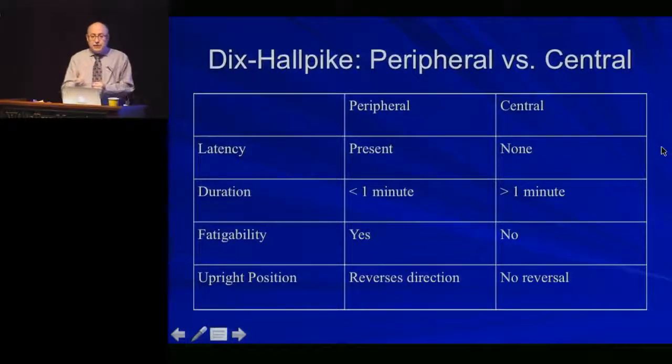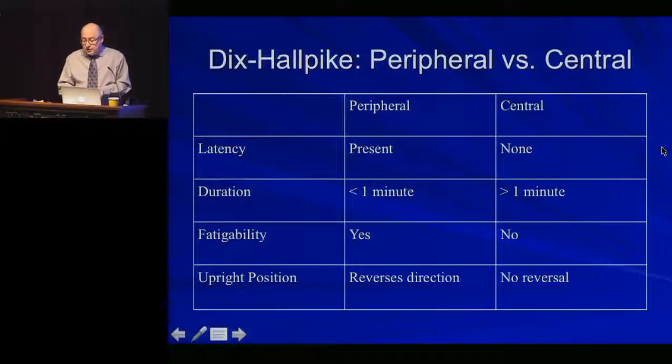There'll be a few seconds before it starts. They'll last less than a minute. If you do it again and again, it fatigues. It gets less. And when you go back to the upright position, it reverses direction. Rarely, you can have a central cause of positional vertigo, and in those cases, it's immediate. There's no latency. It lasts more than a minute. It persists. It does not fatigue on repeat testing, and there's no reversal in the upright position.